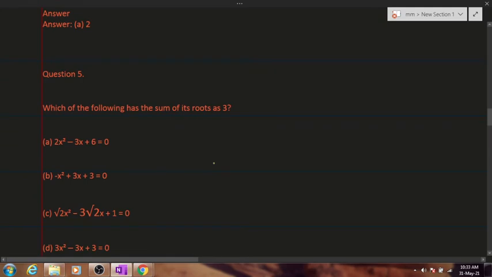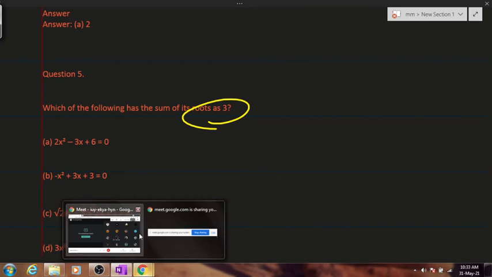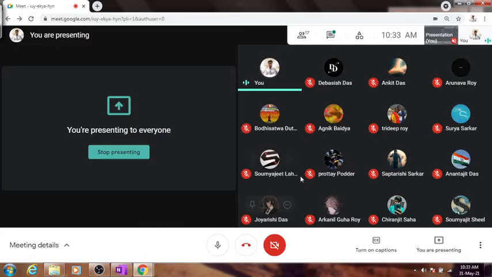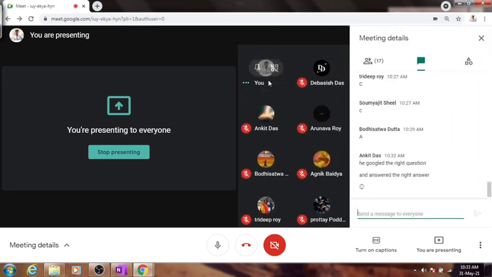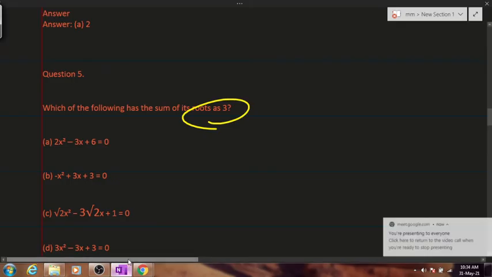This is the fifth question. Which of the following has the sum of its roots as 3? Option. Again, who was this? I saw this, Pratap Poddar. I told you to type now. Type it, type it. Sir, can you show the question? Yes, of course.